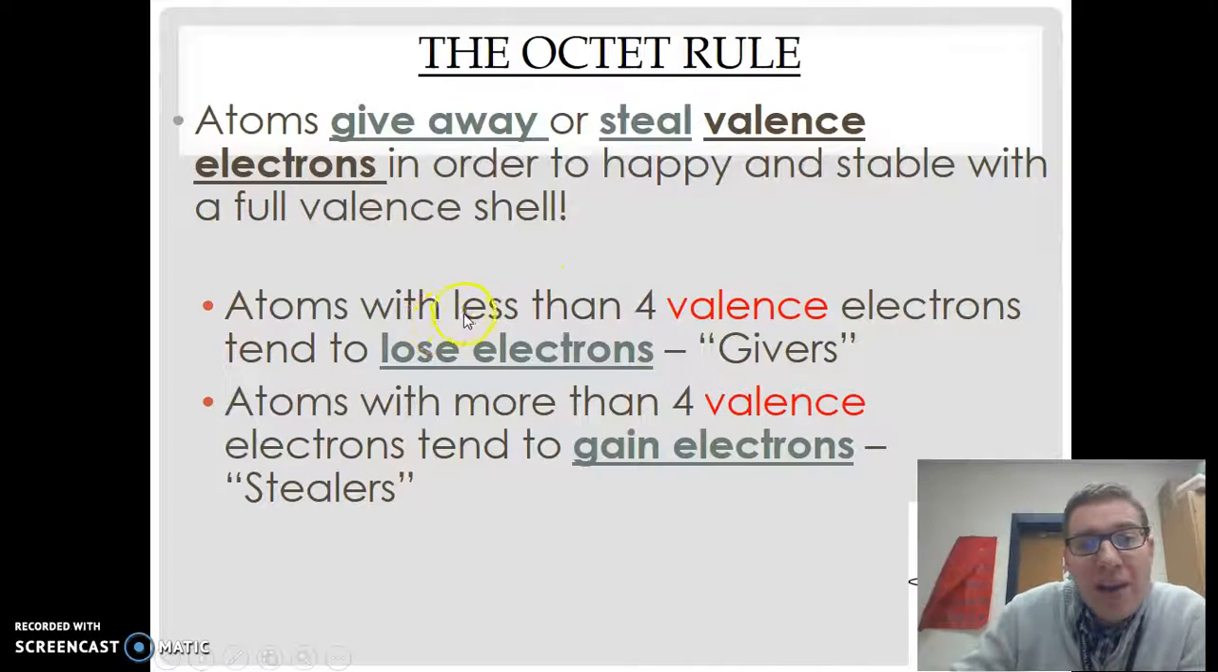Atoms with less than 4 valence electrons tend to lose electrons. We call them givers. If atoms have more than 4 valence electrons, they tend to gain electrons. We call them stealers. So if you have more than 4, you're going to take somebody else's electrons to be happy.